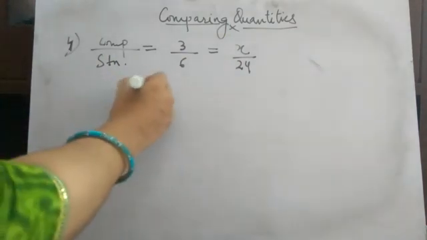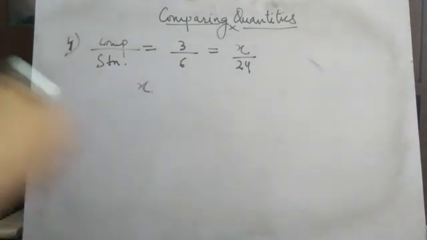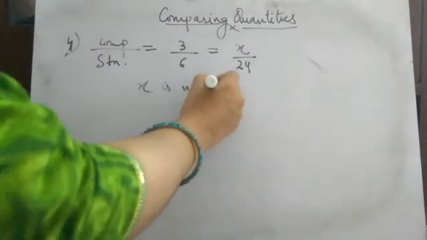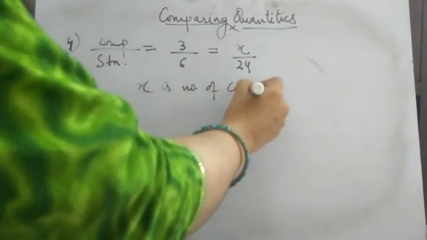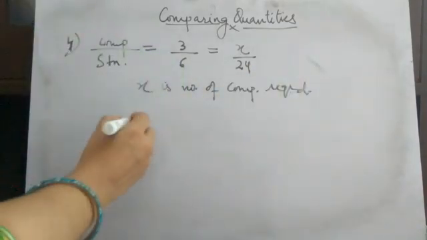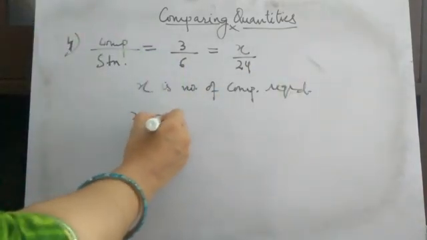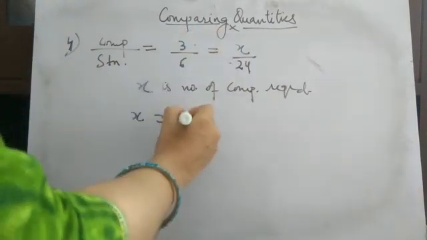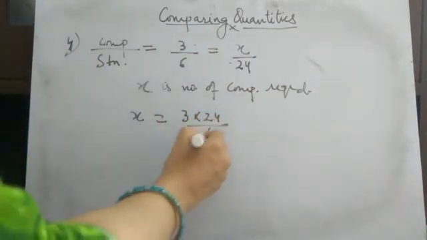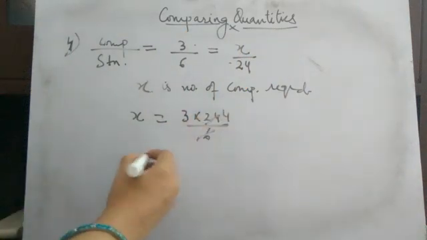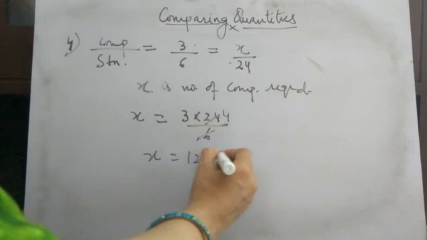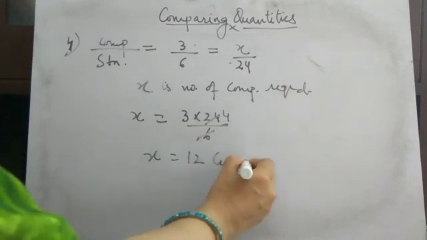That is, X is the number of computers required. Okay. So how will we solve? X will be 3 into 24 upon 6. 6 4s are 24. So X will be 12. How many computers will be required? 12 computers for 24 children.